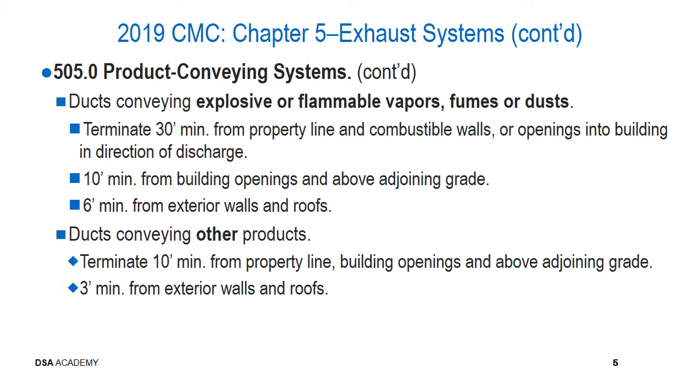Now, ducts that convey other products, other meaning not explosive or flammable vapors, fumes, or dusts, are required to terminate 10 feet minimum from the property line, building openings, and above adjoining grade, and 3 feet minimum from exterior walls and roofs.